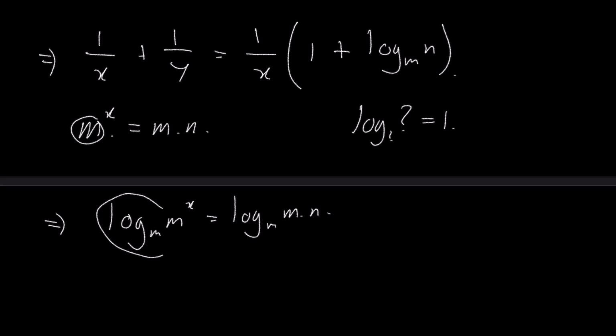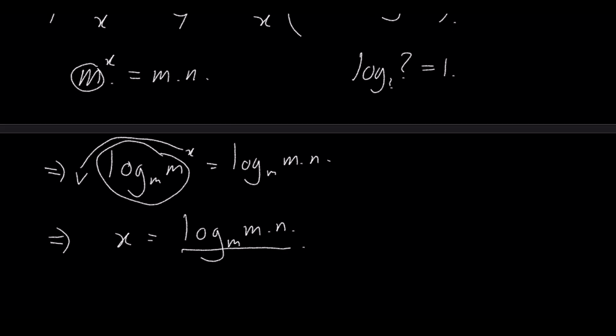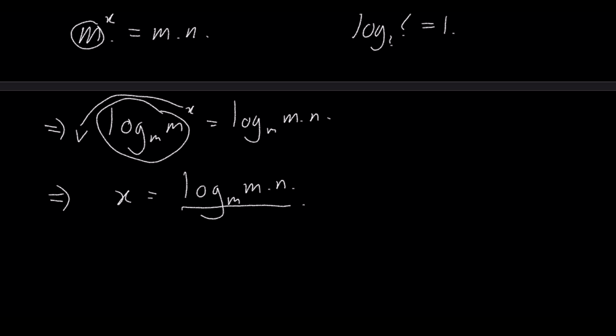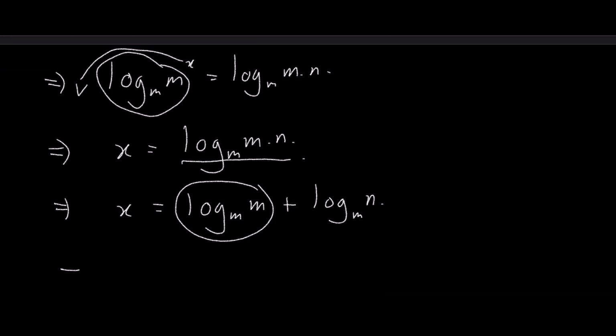Now, log to the base m of m, that's just 1. And of course your x can come down and multiply in front of that. So we're going to end up with x is equal to log to the base m of m times n. Now, on this side, we're going to use the log multiplication and addition formula. So that means we can rewrite this as x is equal to log to the base m of m plus log to the base m of n. Now, that is just 1. So it means that x is equal to 1 plus log to the base m of n.